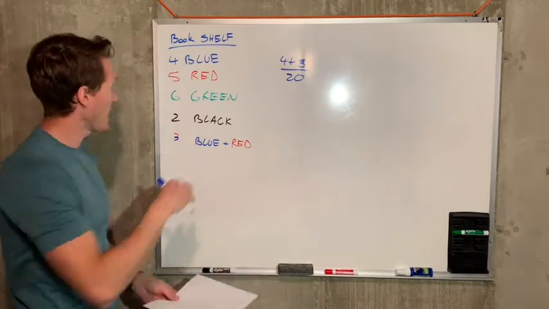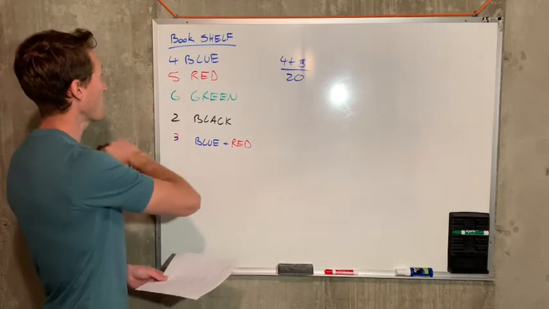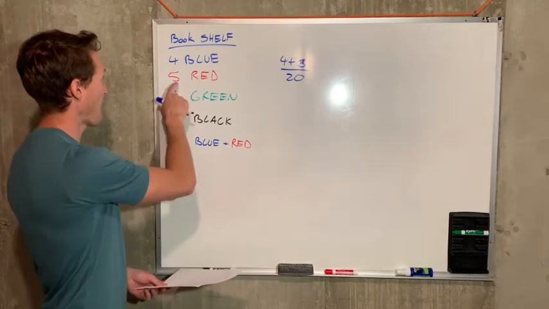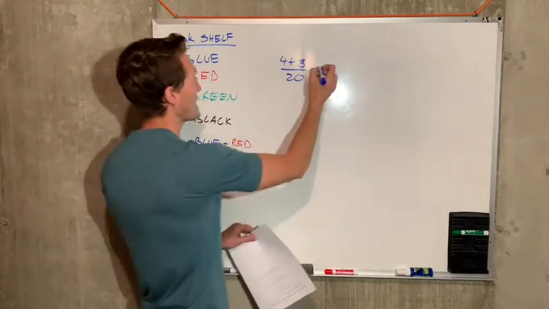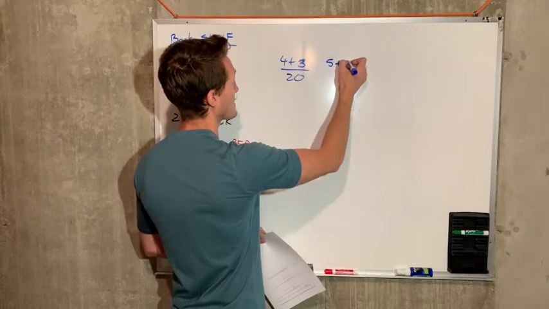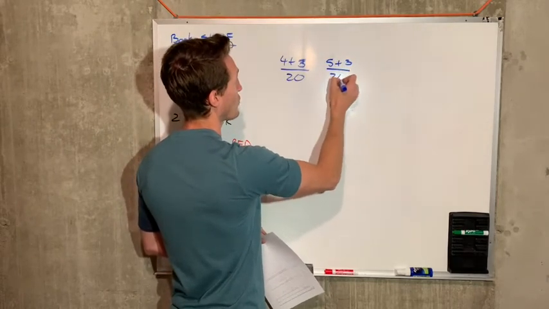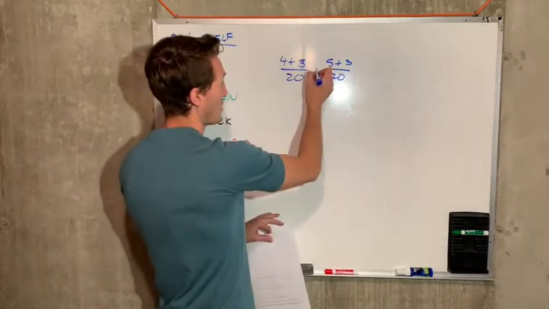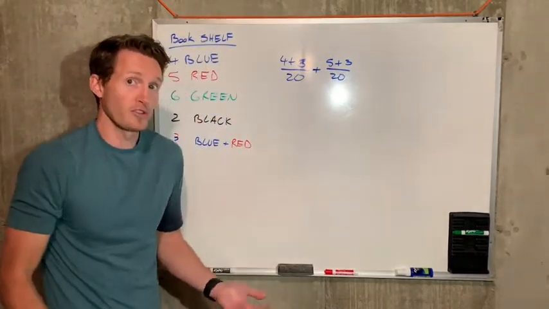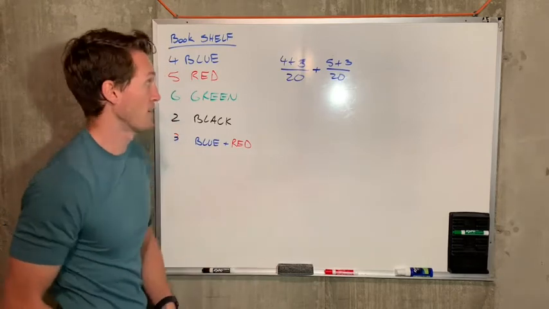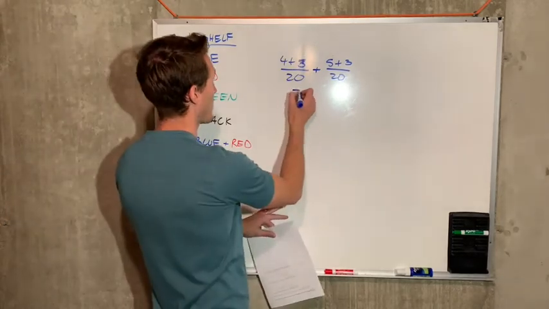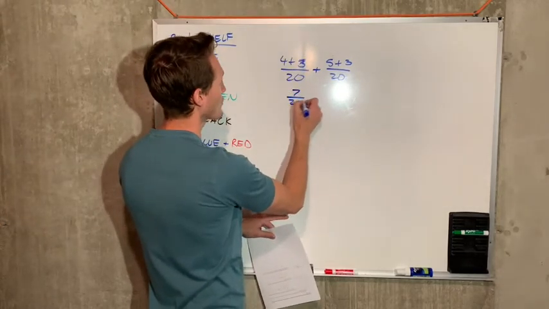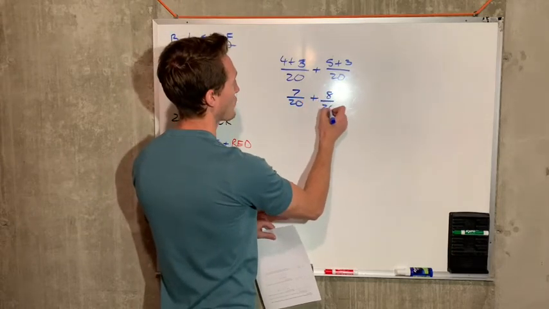And then I said blue or red. So we have some red ones right here, and the red ones are 5, but there's also 3 more, so 8, or 5 plus 3 over 20. Okay, so those are my probabilities there, and I've got to add them together. Because remember, the question was either or, so you could have any of those and it's a favorable outcome. So again, we're going to have 7 over 20 plus 8 over 20.